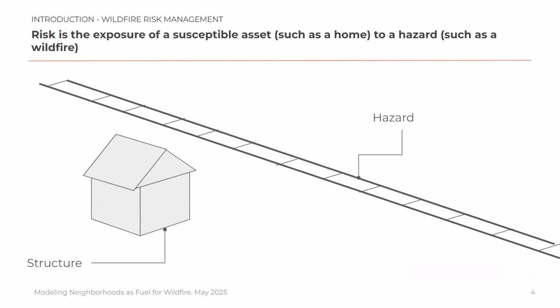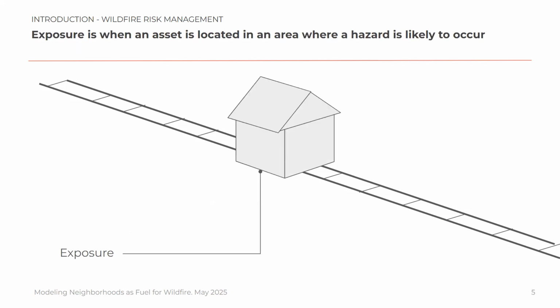So I just want to review risk because there are some key terms that I'm going to use in this presentation that I want to make sure we're on the same page with. When we're talking about risk, we're talking about a hazard. In this case, this is supposed to be a train track, and an asset that you want to protect from a hazard. In this case, it's the structure. So you can think of the train track as wildfire. When you put an asset on the path of a hazard, that's called exposure. Now the home is exposed to being damaged or destroyed by this hazard.